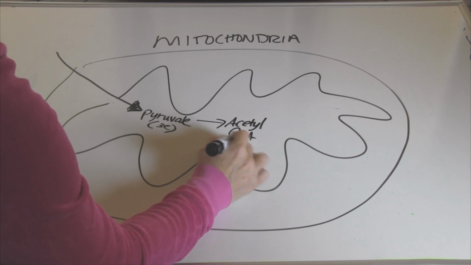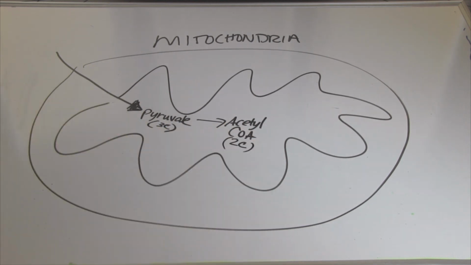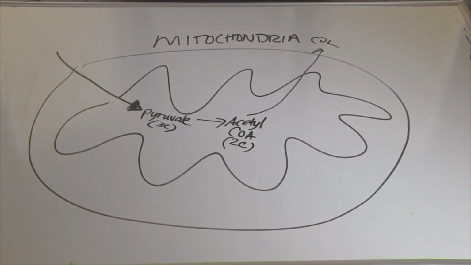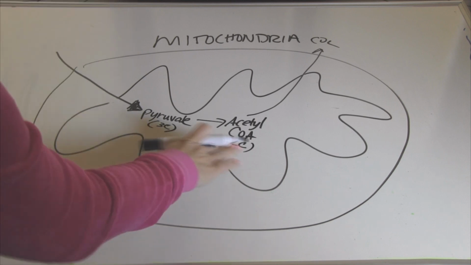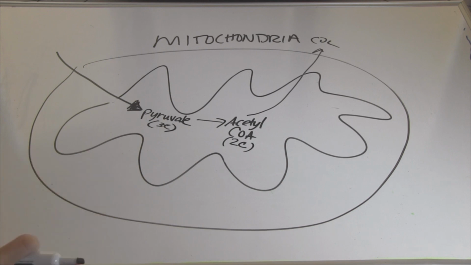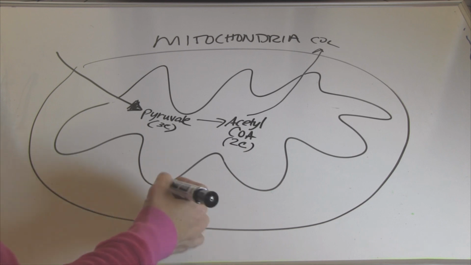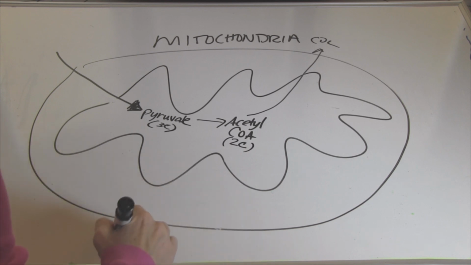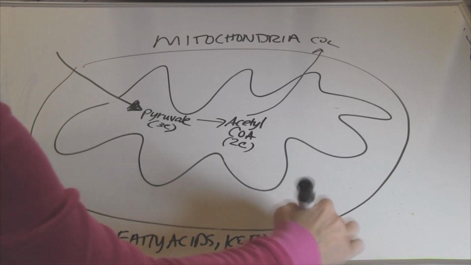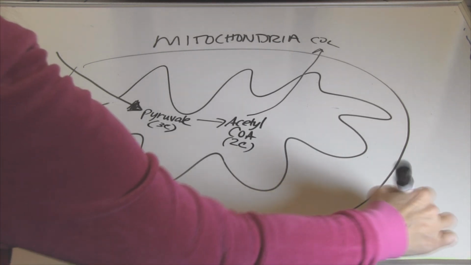It is going to be combined with a coenzyme A molecule. We're going to lose a CO2, and that is ultimately what you're exhaling, so that is gone. And so we have the 2-carbon acetyl-CoA molecule. This is what enters the Krebs cycle. We can also get an acetyl-CoA from fatty acids, ketone bodies, or cholesterol.